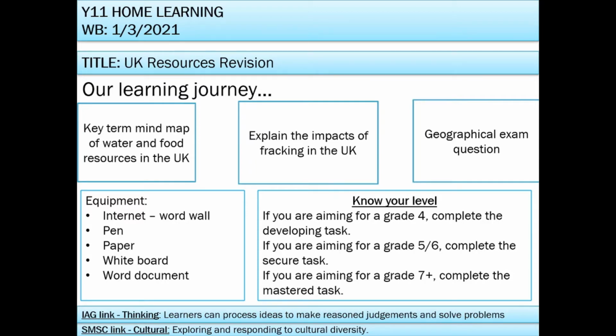Now, as per usual, it tells you what equipment it needs in the bottom left-hand corner, and then you've got know your level. And again, no one's saying that you can't do a level that is higher than your current MG. But what we were looking for, if your MG is up to a 4, you should be doing the developing tasks. If your MG is up to a 5 or 6, you should be doing the secured tasks. And if you are aiming for a 7+, you should be aiming to do those mastered tasks.